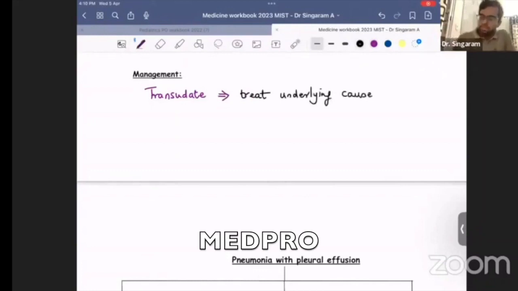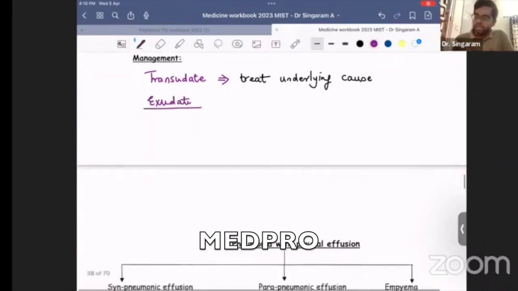Okay, right? But if it is an exudate, sometimes you may have to remove that fluid. Tell me, how can you remove that fluid? Very simple question. You have to put something like a tube inside and drain out the fluid. What is that? ICD drainage.